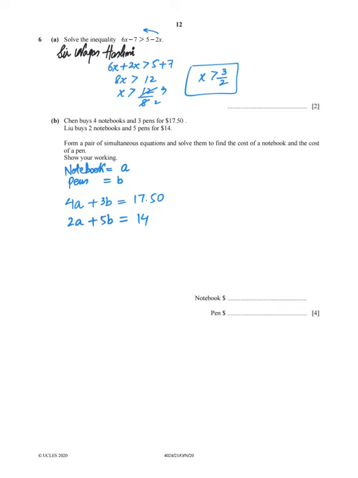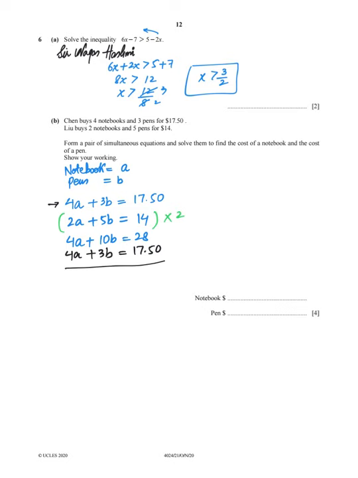Show your working. Alright. So first thing I will do, I will multiply the second equation by 2, so the coefficient of A will be the same. When I multiply, it will be 4A plus 10B equals 28. And the first equation, I will write as it is: 4A plus 3B equals 17.5. Right, now I will solve these two.